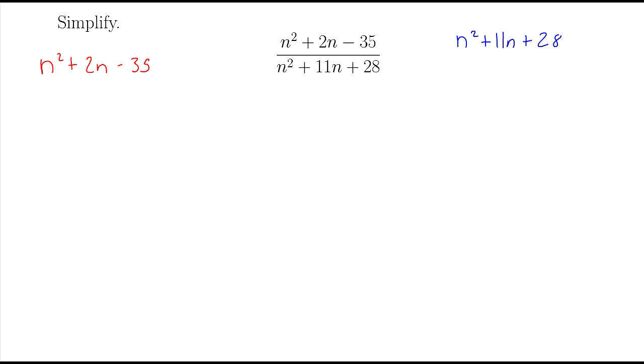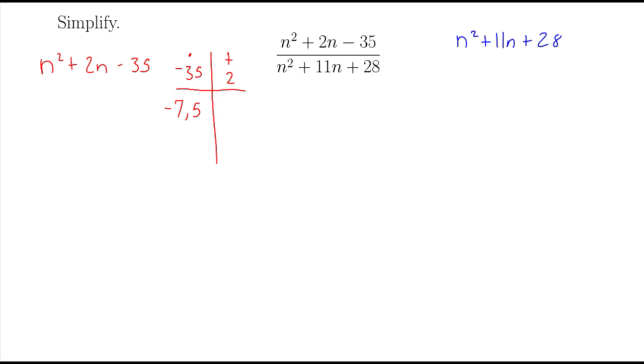In order to factor n squared plus 2n minus 35, I need to find two numbers that multiply together to be negative 35, but add together to be positive 2. I know that 7 times 5 is 35. And since it's a negative, we need to have a negative value. At least one of them has to be negative.